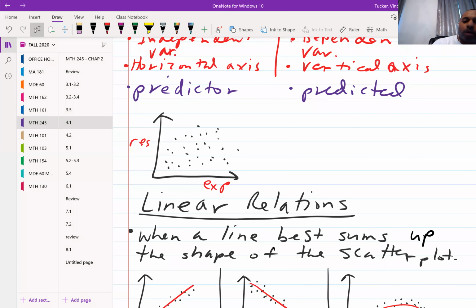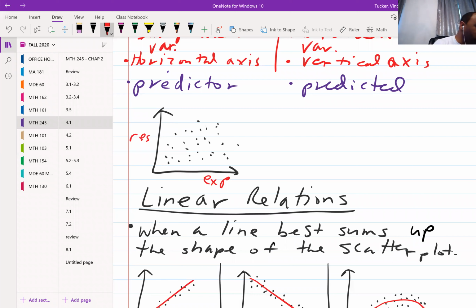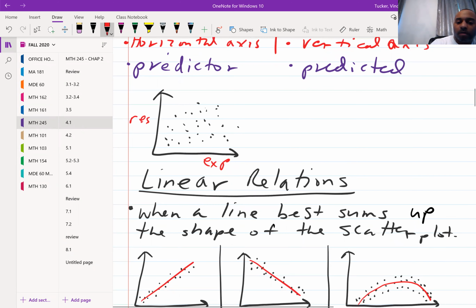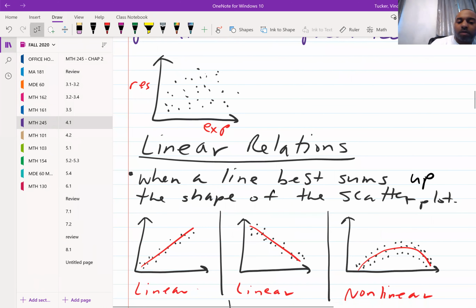While using our scatter plots, we will be looking for linear relations. That's when a line best sums up the shape of the scatter plot. Those are going to be the things that matter the most to us when we're talking about our analysis in this section. We're in chapter 4. So we look at the first three. See right here, we have a linear relation. Even though every single dot doesn't land on a line, a line best sums up the direction of the graph. Same thing here.